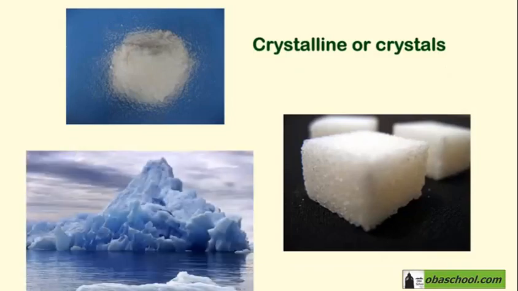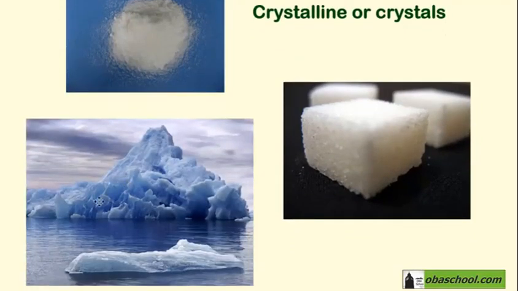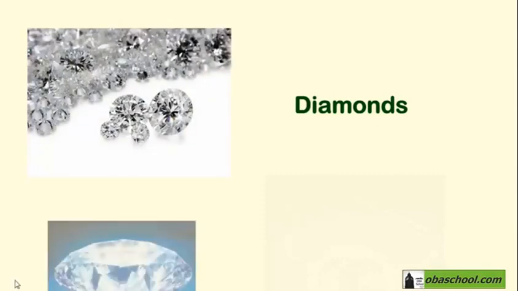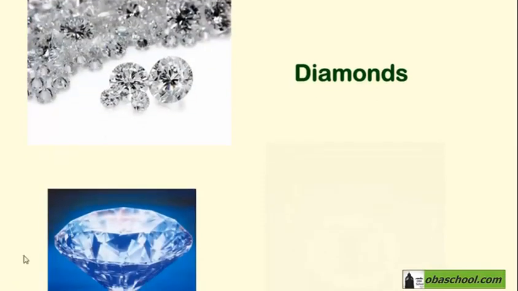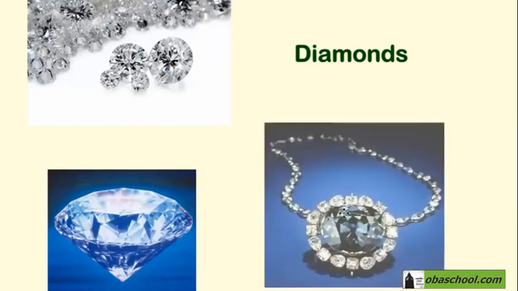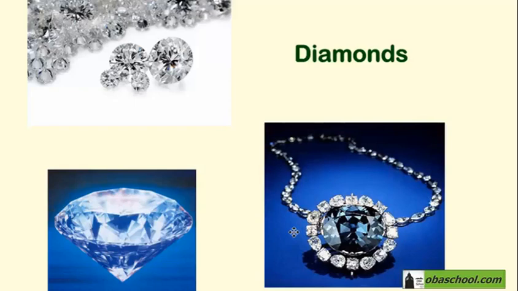You probably heard of ice crystals. This is because ice is also made up of crystals or crystalline. As for diamonds, see how beautiful they are. Diamonds are one of the most expensive jewelry. It has a unique structure and a very beautiful appearance.